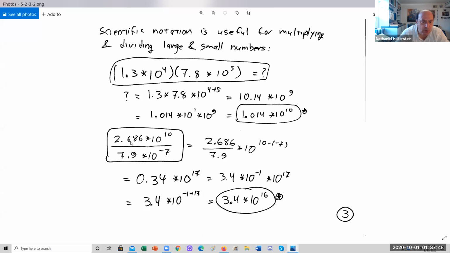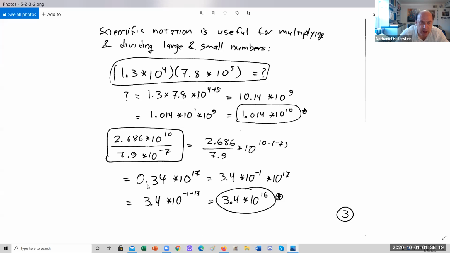Or here, 2.686 times 10 to the 10th over 7.9 times 10 to the negative 7. Okay, we divide these parts, 2.686 over 7.9, and then you multiply by the ratio. Well, okay, here we have a ratio of powers of 10, so we subtract 10 minus negative 7. Okay, 10 minus negative 7 is 17, so you get 10 to the 17th. This, after a brief visit to the calculator, is 0.34.